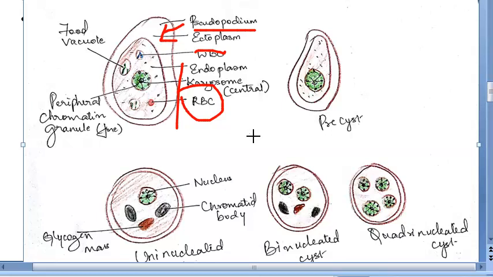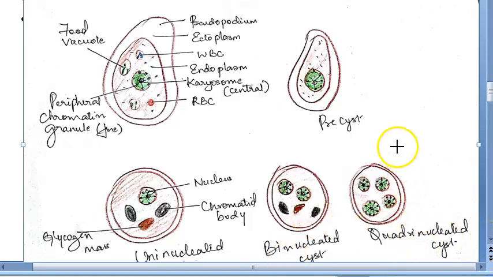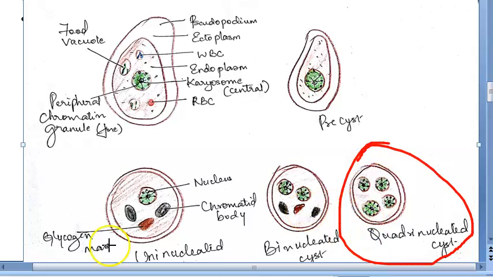A cyst is formed by unfavorable conditions. So if there is any unfavorable condition, it will become a cyst. Something like this. So this is a pre-cyst, then it will become a uninucleated, binucleated and a quadrinucleated cyst. This is something you have to note here. A bacteria will become a spore, an endospore, and an amoeba, here they are saying it will become a cyst. The cyst is actually the infective form. So this quadrinucleated cyst is the infective form for us, for the vertebrate host. This quadrinucleated cyst is actually going to be infective.